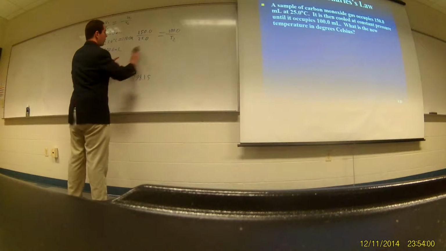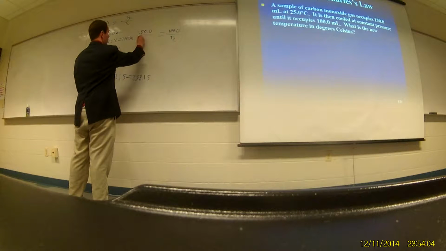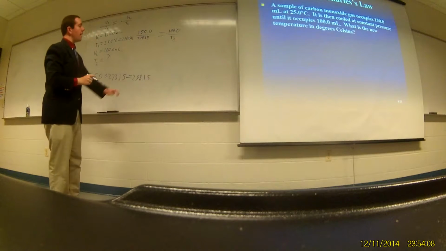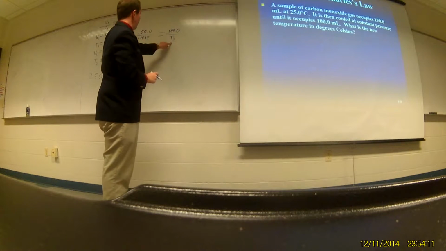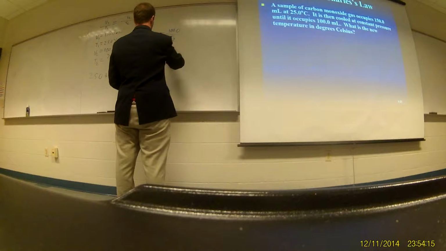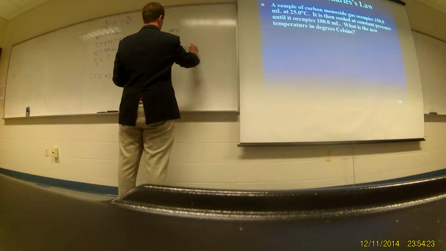So I'm going to erase my 25 Celsius and put in this number, 298.15. Now I need to solve for T2. And so I'm going to have T2 equals 100.